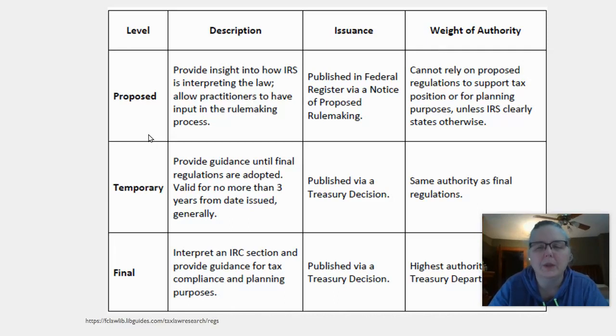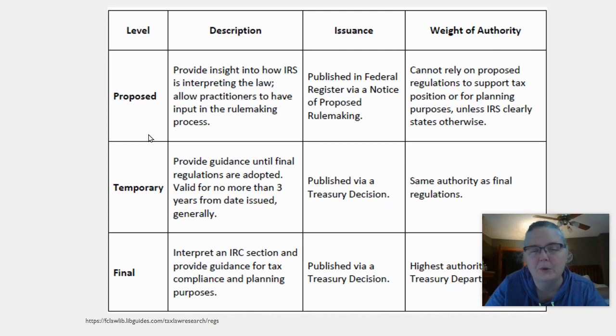Okay, so here we have a little bit of information about the different types of regs: proposed, temporary, and final. I don't know how to move my head, so last time I tried that, it kept my head entirely out. So that may be the result you want. Maybe we can do that later in this video too.